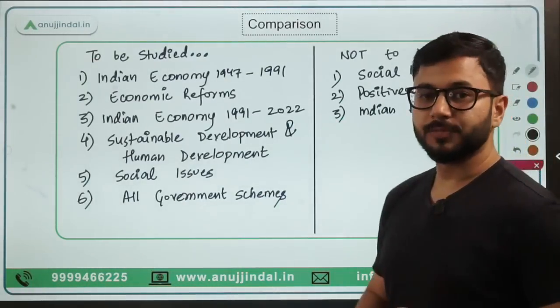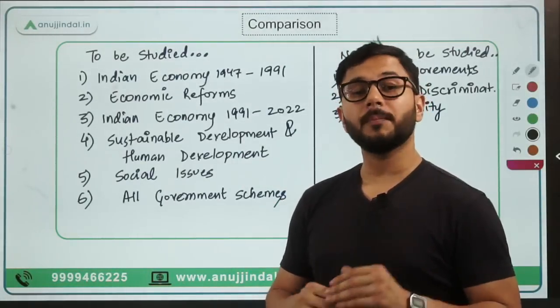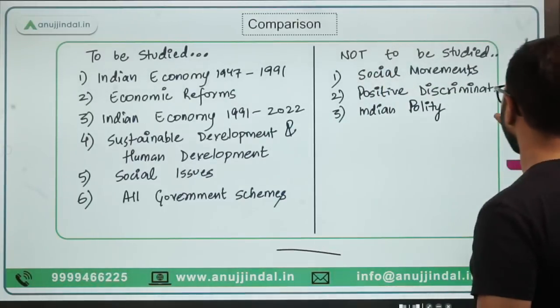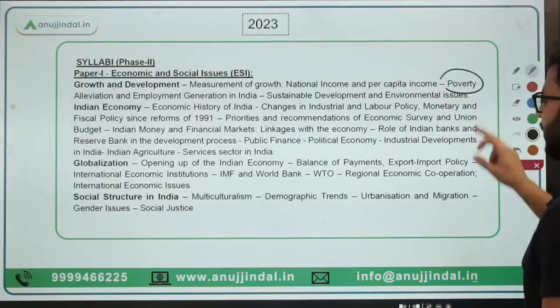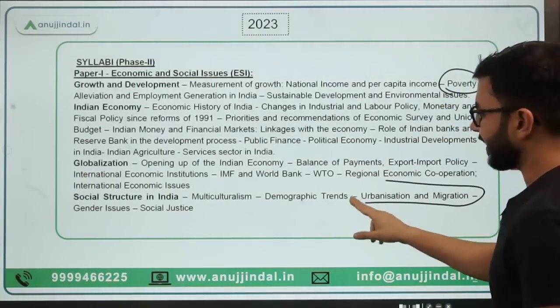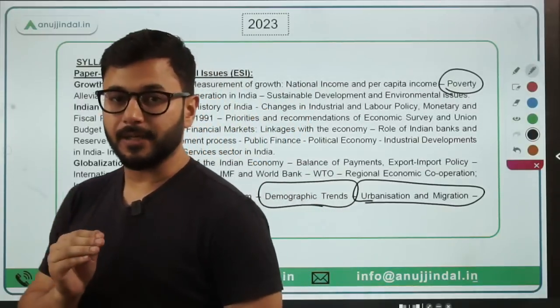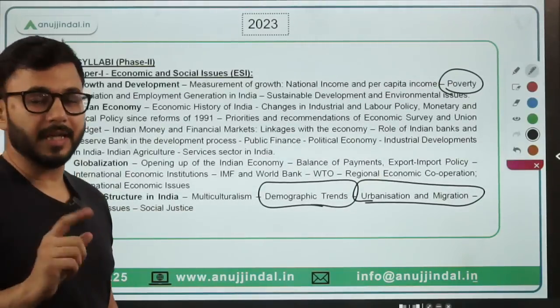Now, social issues. A lot of students are saying, sir, education is not there anymore, health is not there anymore. But I would still recommend that you cover them. Why? The reason is very simple. Because social issues like poverty are still a part of the syllabus. Social issues like urbanization, migration, population are still a part of the syllabus. And these are directly connected with education and health.